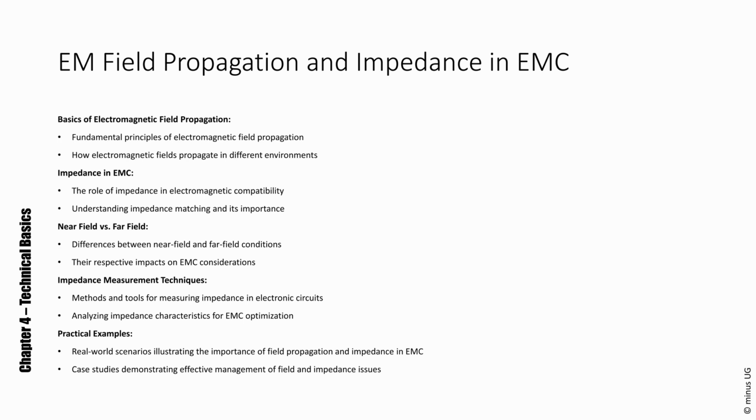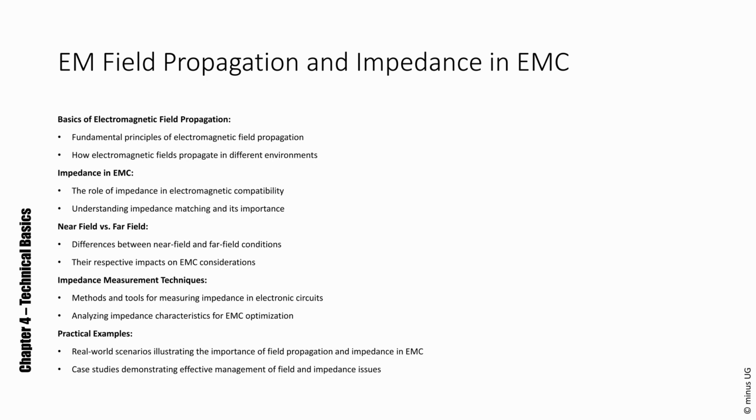For EMC optimization, understanding the impedance profile of a circuit can inform decisions on filtering, shielding, and PCB layout to improve EMC performance. Practical examples. Real-world examples of the importance of field propagation and impedance in EMC include designing Wi-Fi routers that must operate effectively in the complex electromagnetic environment of a home, and ensuring that medical devices are immune to the various electromagnetic sources in a hospital.